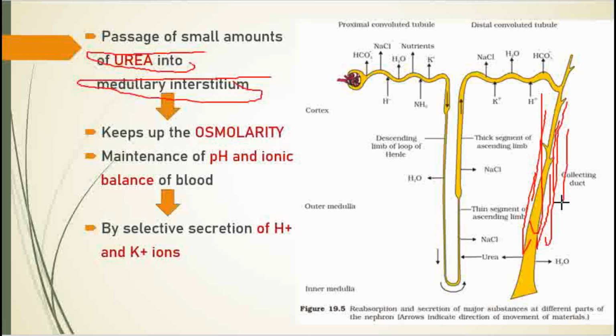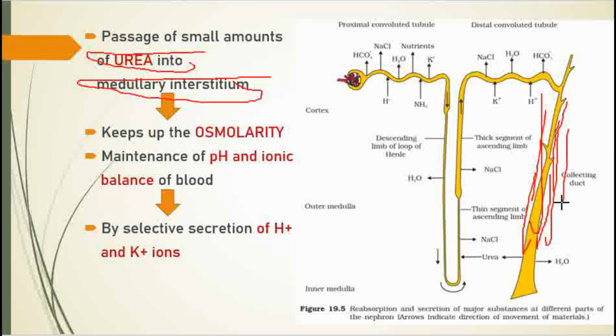In the loop of Henle, water was drawn out from the descending limb. In the collecting duct system it is the same system. So the medullary interstitium draws H2O out, and it also allows the passage of a small amount of urea into this segment, that is, into the MI. Why does the urea pass here? To keep up the osmolarity. The osmolarity is kept at the correct level, so urea passes there to keep it high.